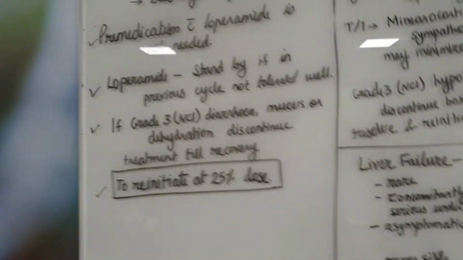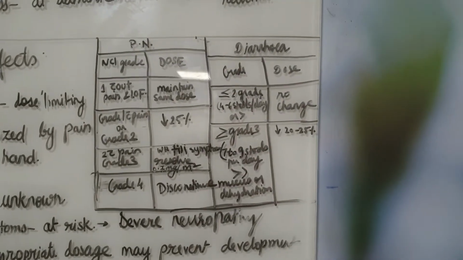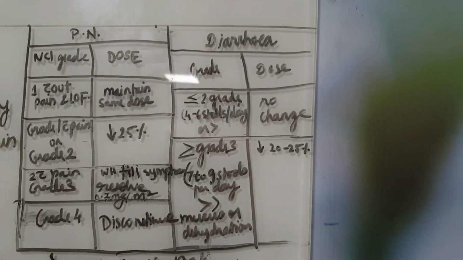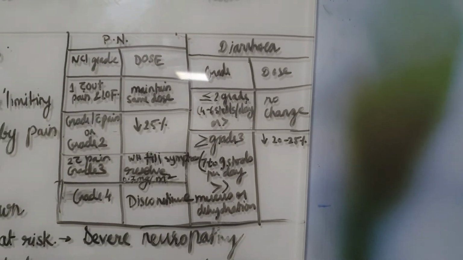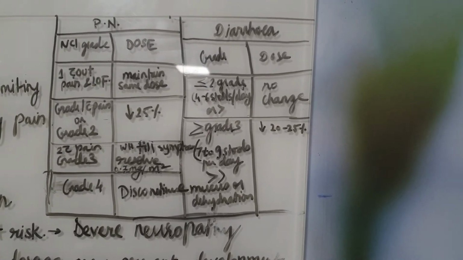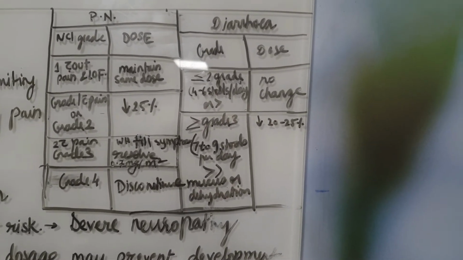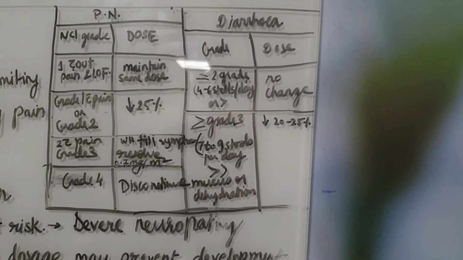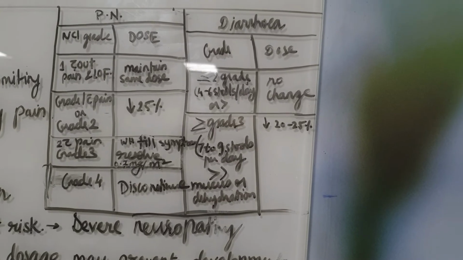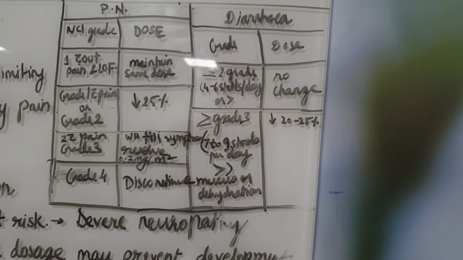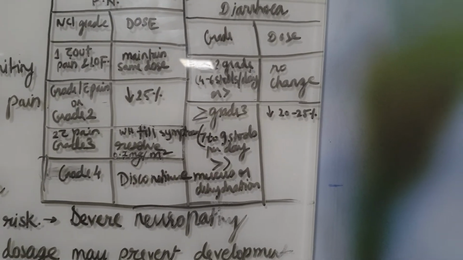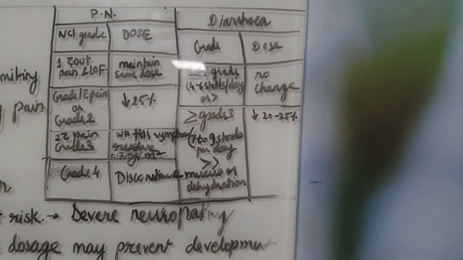So we will see the NCI grades of diarrhea and what dose has to be given. Suppose a patient has grade 2 or less NCI diarrhea with 4 to 6 loose stools per day, there has to be no change in the dosage of bortezomib. But a patient who has grade 3 or more diarrhea, that is 7 to 9 stools per day or more, with mucus or dehydration, the dose has to be decreased by 20 to 25%.